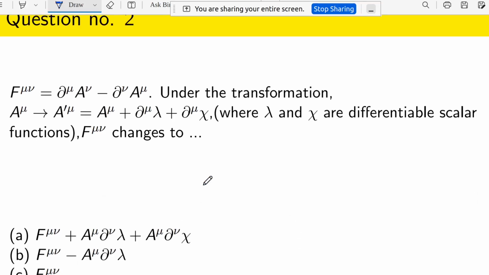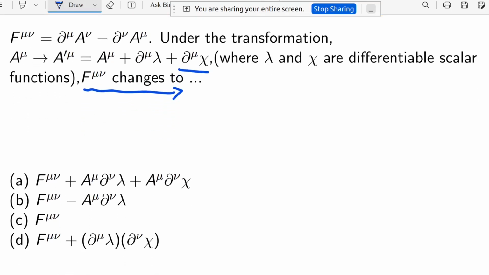The second question is: if F mu nu is del mu A nu minus del nu A mu, under the transformation A mu prime equals A mu plus del mu lambda plus del mu chi, where lambda and chi are differentiable scalar functions, then F mu nu changes to which one? So this is the question, and there are 4 options. Is it F mu nu plus del mu del nu lambda plus del mu del nu chi, or is it F mu nu minus del mu del nu lambda, or F mu nu, or F mu nu plus del mu lambda del mu chi? This type of 4 options are there. So we have to choose which one will be the correct option.